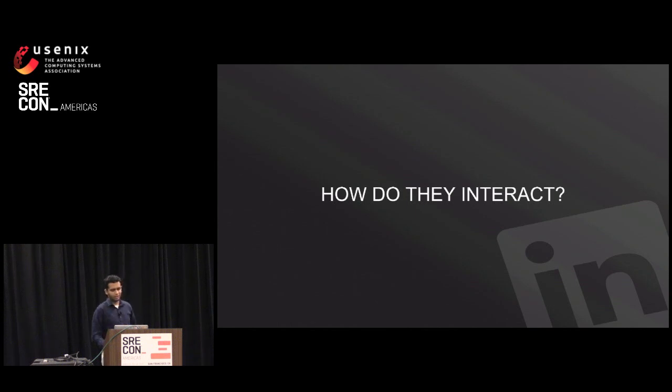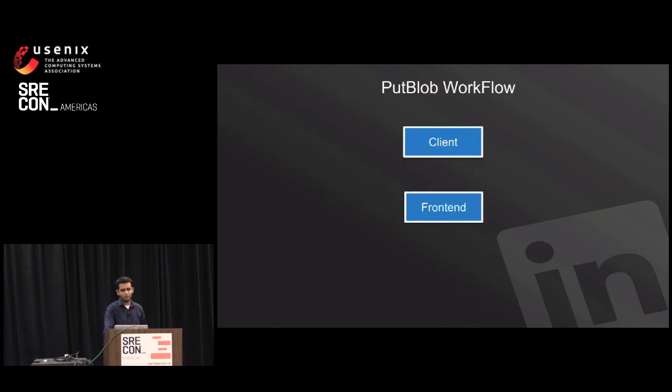Now let's take a look at how they interact with each other for the different queries that come along. So for a simple put workflow, the client sends a request to the front end. The front end chooses one partition based on the data in the cluster map. It generates a blob ID based on the partition number. So the blob ID is an alphanumeric key. I'll show you a sample blob ID later on. It's an alphanumeric key which has the partition number and a unique random number for each blob.